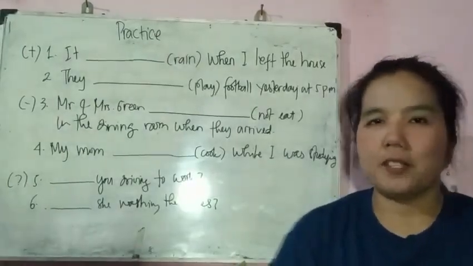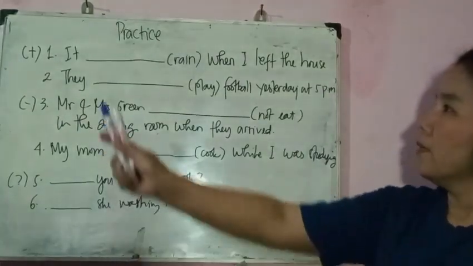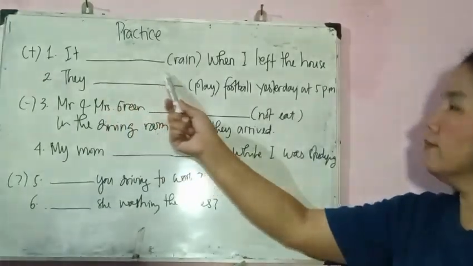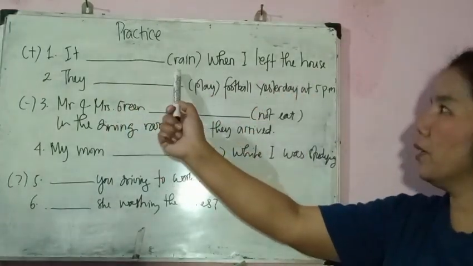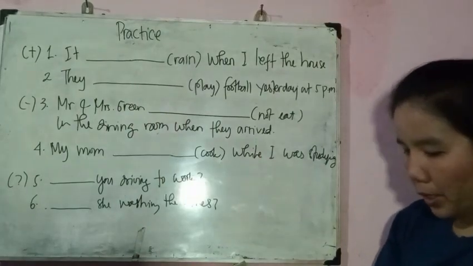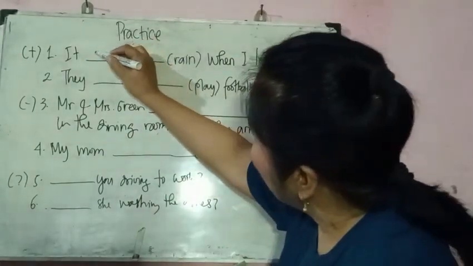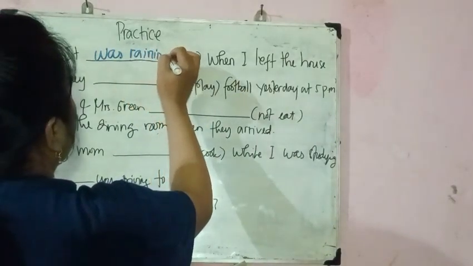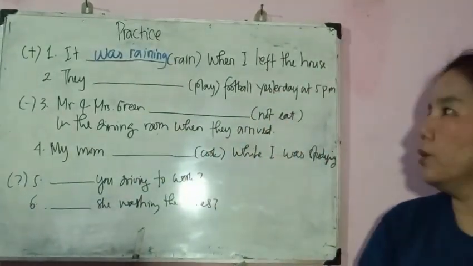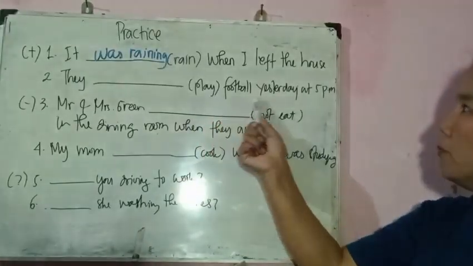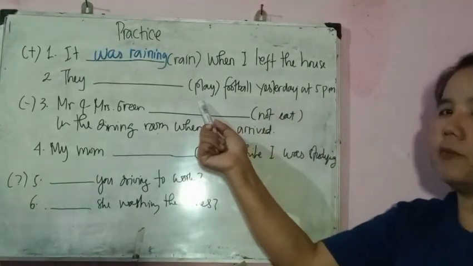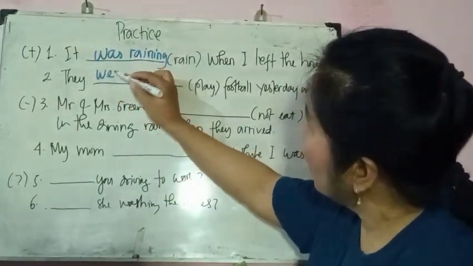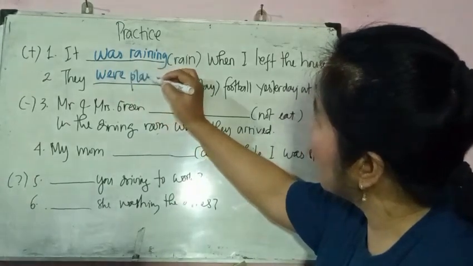Let's practice together. Look at the board. Number 1, we make a positive sentence. It when I left the house. We have the verb rain here. Okay, so we put it was raining. It was raining. And number 2, they football yesterday at 5 p.m. We have the verb play. So we put they were playing.